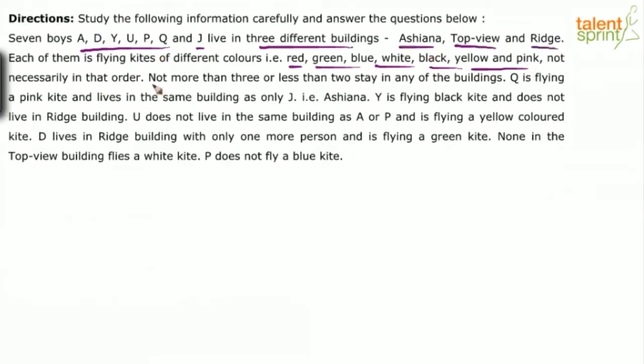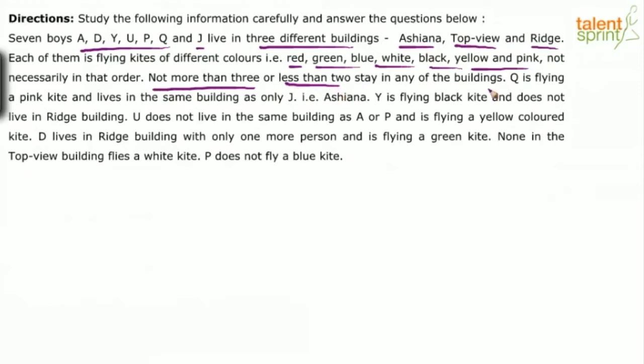Then the next statement says not more than 3 or less than 2 stay in any one of the buildings. So there must be minimum 2 guys in each building and maximum 3. So obviously there are 7 boys, and when you say minimum 2, when 2 are allotted to each of these buildings, 2 into 3, 6 boys are already distributed. 1 boy will go to one of the 3 buildings. So it is clear that one of these buildings will have 3 boys and the other 2 will have 2 boys each, right?